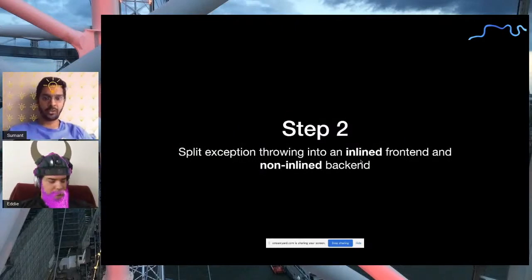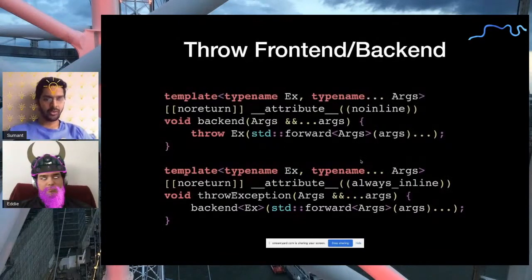Step two is that we are going to split our exception throwing. So this is what we do. Let's focus on the bottom part first. The bottom part is throw exception as before. Nothing has changed there. All we are doing is calling another function, which is the backend. And that backend is doing something cool.